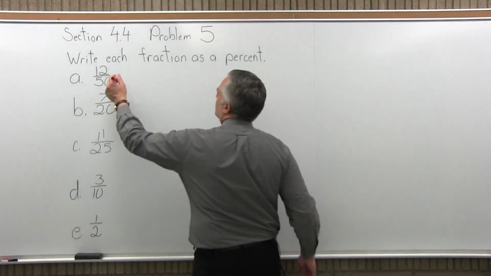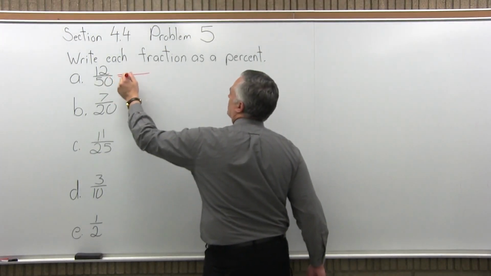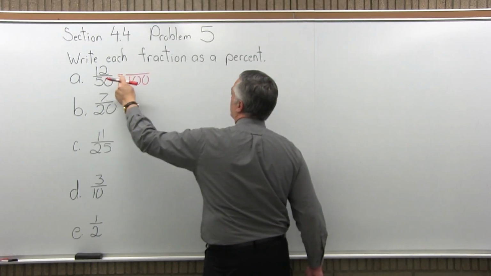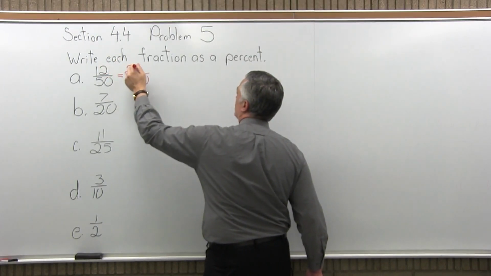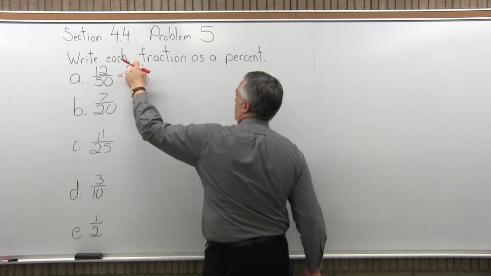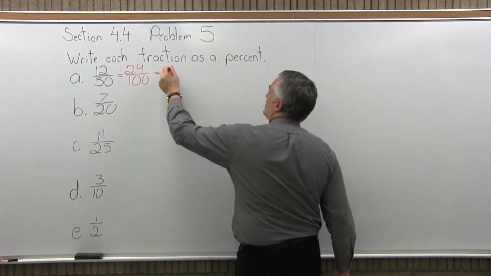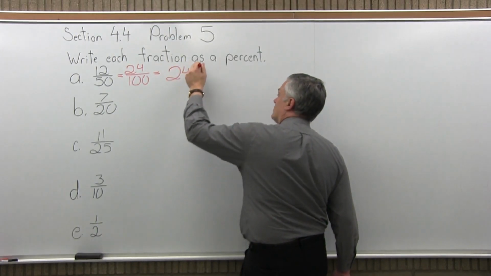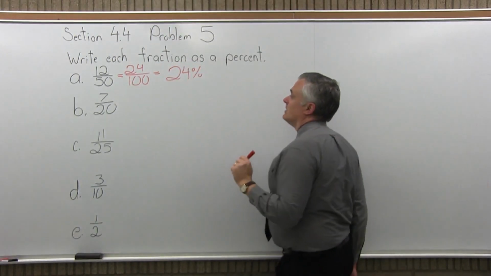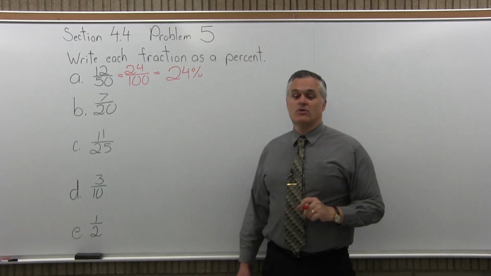Well, 50 can easily be made into 100 by doubling it. But if you double the denominator, you must also double the numerator. So when you double 12, you get a 24. Now, when the denominator is 100, the percent is whatever the numerator is, so 24%. 12 over 50 is the same as 24%.